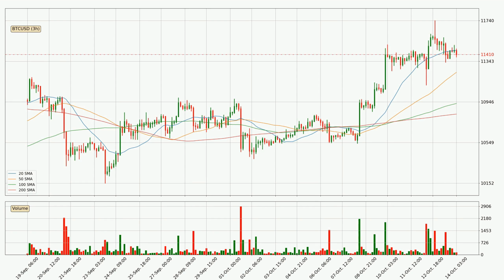Looking at the 3-hourly simple moving averages, the price only dipped below the 50 SMA to the downside, but then came up again, but the volume wasn't very high, which means it is not a very strong signal. The current price is between the 50 and the 20 SMA.